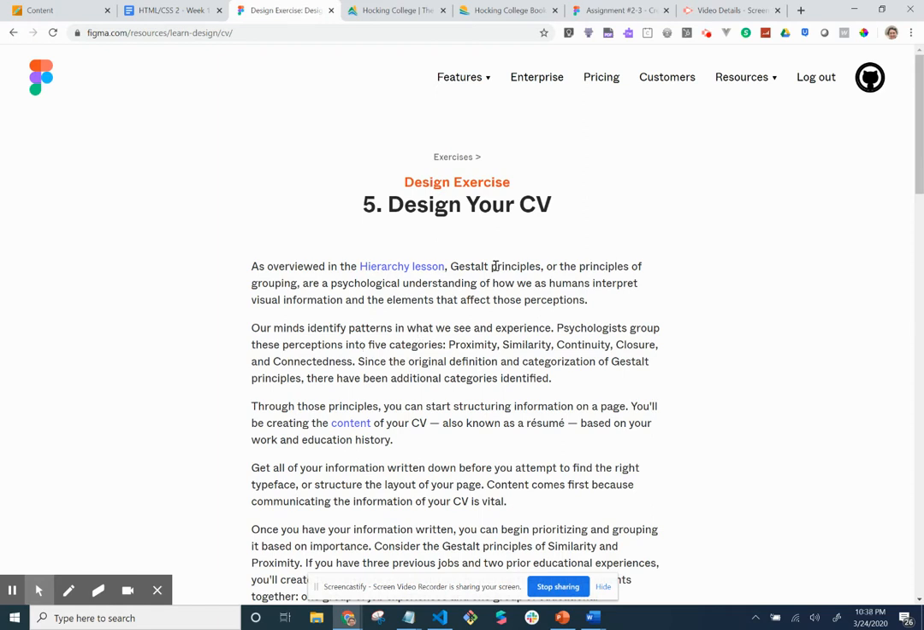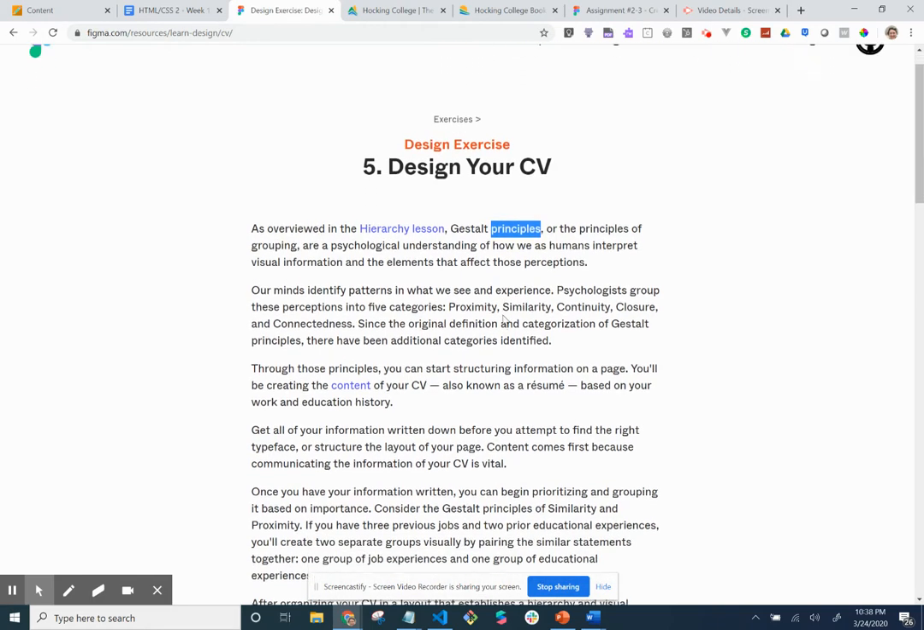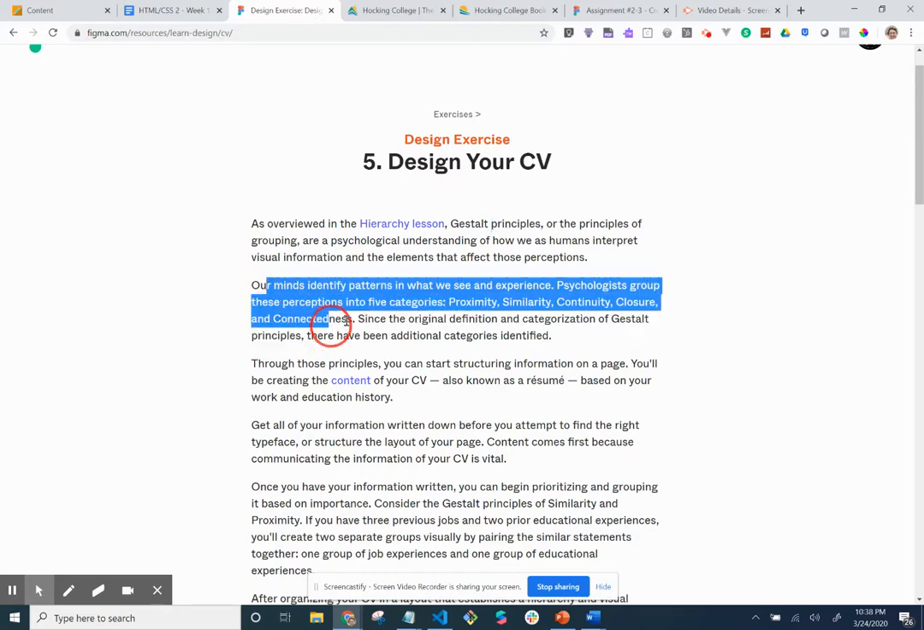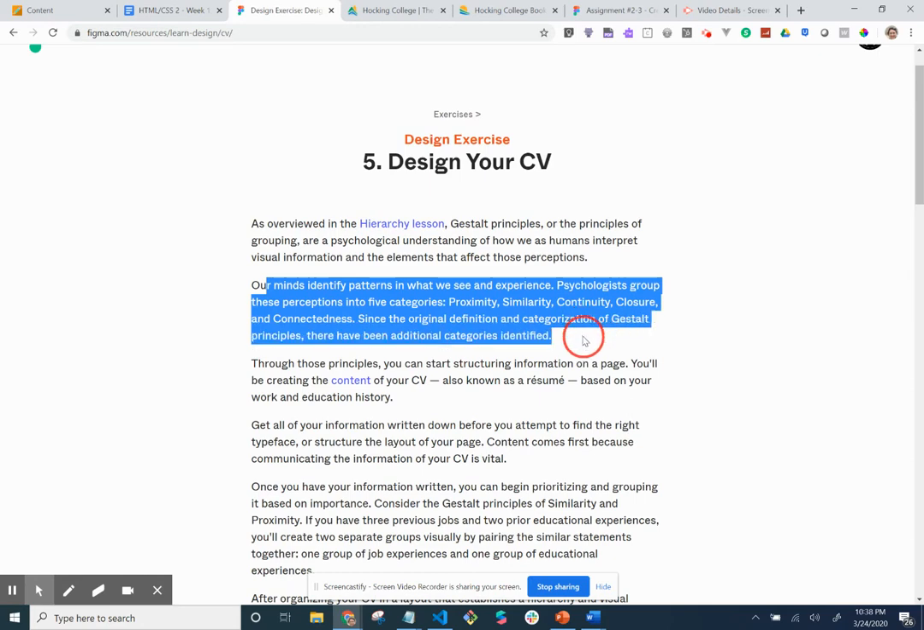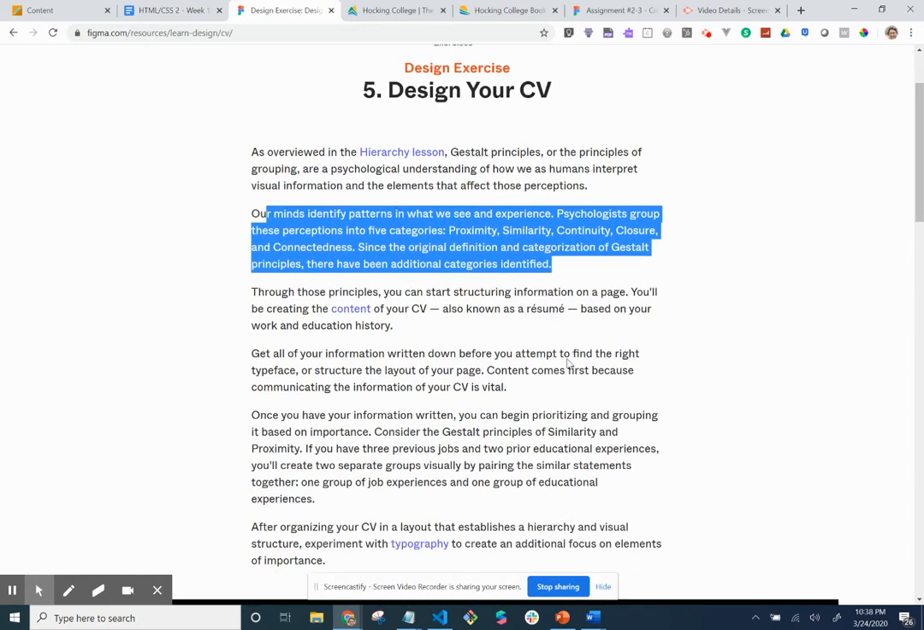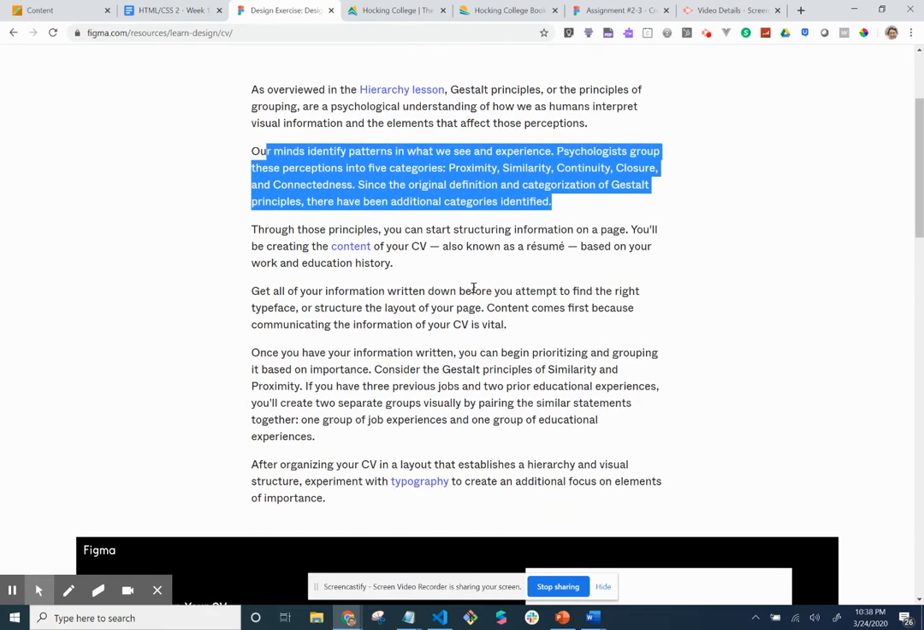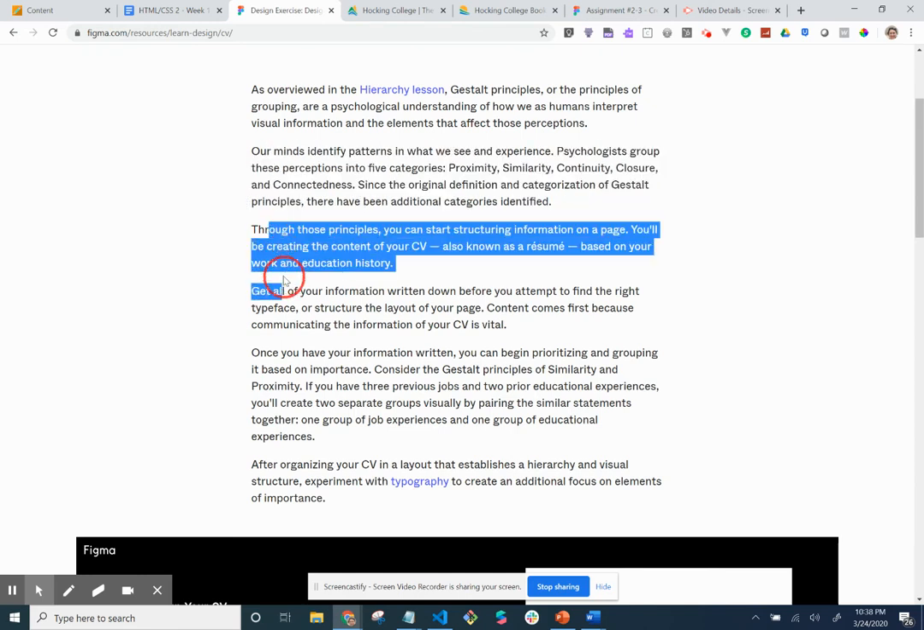As overviewed in the hierarchy lesson, Gestalt principles, or the principles of grouping, are psychological understanding of how we as humans interpret visual information. Our minds identify patterns in what we see and experience. Psychologists group those perceptions into 5 categories: proximity, similarity, continuity, closure, and connectedness. Through these principles, you can start structuring information on a page.